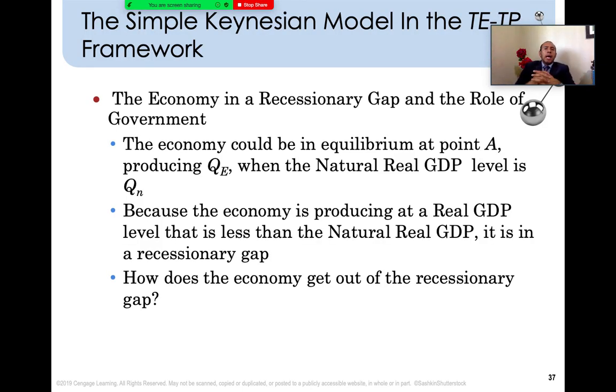So in the simple Keynesian model and the total expenditure framework, the economy could be in a recessionary gap, and the role of government is to stimulate the economy through fiscal policy. The economy could be below equilibrium, above equilibrium, or right at equilibrium. If it's at equilibrium point A, the economy is producing an equilibrium quantity, and the natural level of GDP is equivalent to the level of output. If the economy is producing a real GDP that is less than the natural GDP, it is officially in a recession.